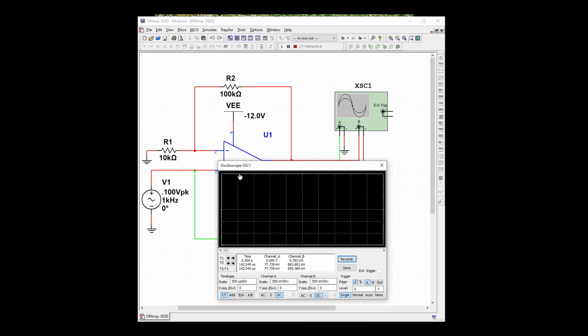And let's go ahead and check our voltages with our cursors. So we have 0.1 peak, which is going to be 0.2 peak to peak. And our output, with a gain of 11, is 2.2. Perfect.